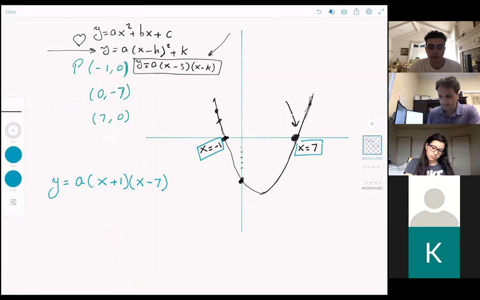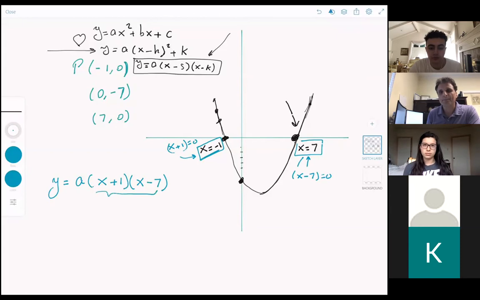So x equal to -1, correct? This is same as x plus 1 equal to 0. If you solve for x, you get x equal to -1. X equal to 7 is x minus 7 equal to 0. So these 2 are the solutions. Now I put them here. All right, Michelle? Correct. So now we have to solve for a.